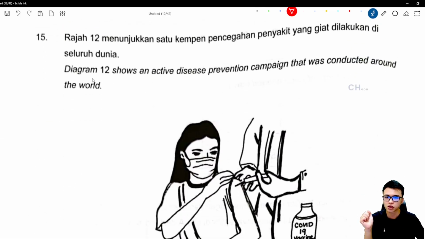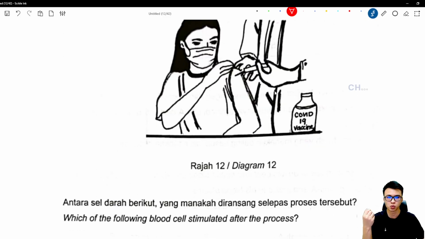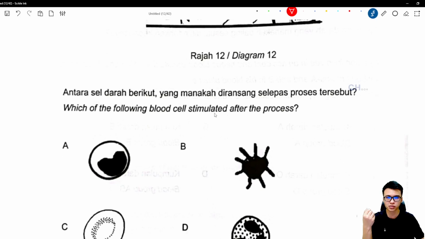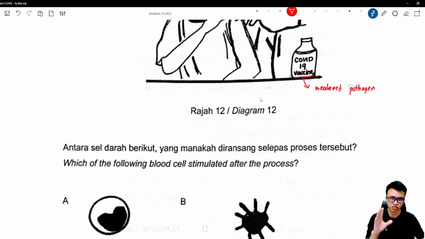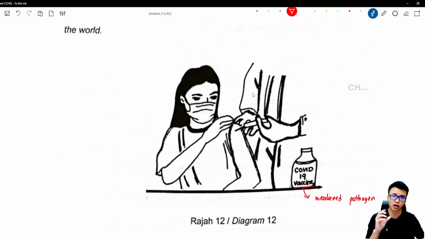Question 15. Diagram 12 shows an active disease prevention campaign that was conducted around the world. We use the COVID-19 vaccines here. So which of the following blood cells is stimulated after the process? Okay, basically, a vaccine consists of a lot of weakened pathogens. So why do we want to inject the weakened pathogens? Because we want to stimulate our body to produce the things called antibodies.